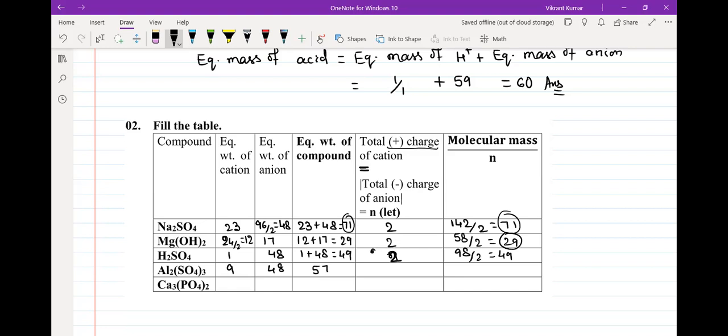And if you calculate this one, what will be the total positive charge or negative charge? 6. Al3+ has 2 ions, so that means 6 positive charge, and sulfate has 3 ions, meaning -6 charge, and that's why the magnitude will be 6. And then if you calculate the molecular mass, how much is that? 342. Okay, 342. 342 by 6, if you do, you will again get 57.